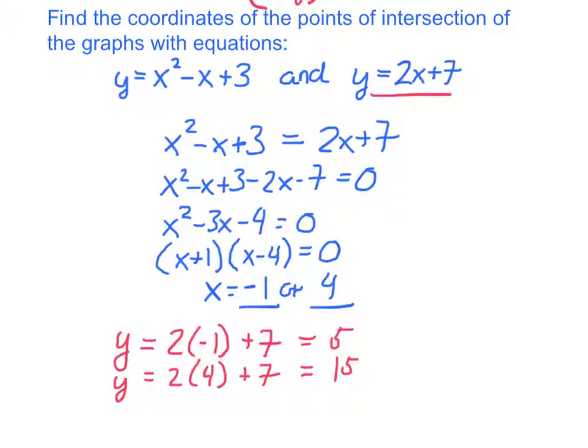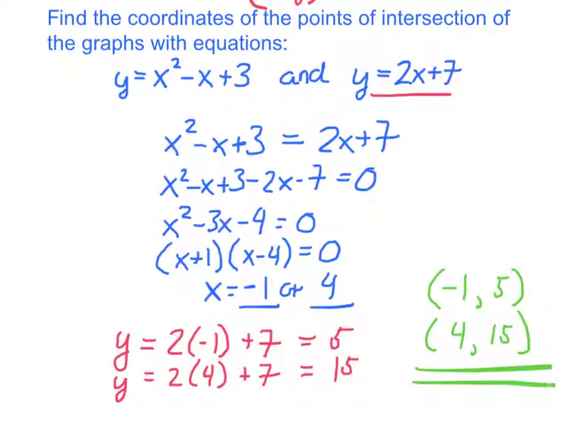And it's important to then write the solution, which are my two coordinates. I have -1, 5, those coordinates go together, and I have 4, 15. And these are my 2 points, and you can check by plugging these both into the original equations, and they should both work out. Plug in those x's into both equations, and you should get the y's.